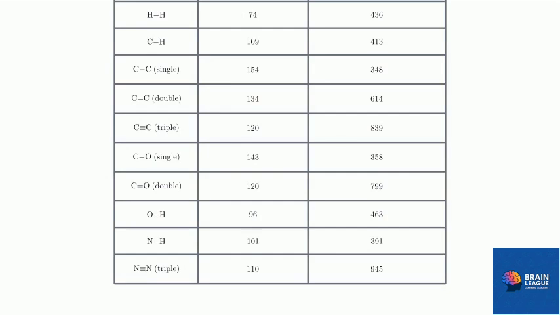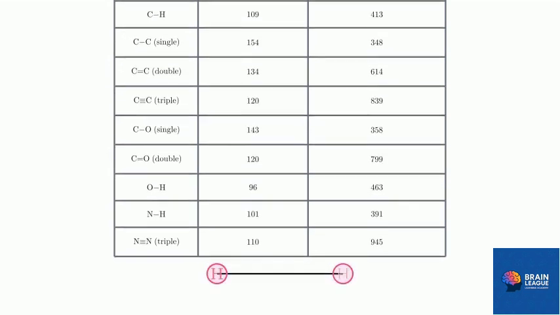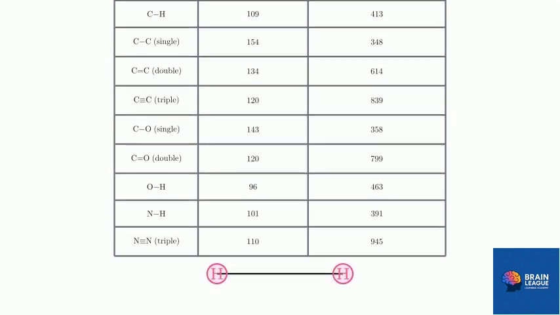First, bond length. This is the distance between the nuclei of the two bonded atoms. It is often measured in picometers, where 1 angstrom equals 100 picometers. For example, the hydrogen-hydrogen bond length is about 74 picometers. Shorter arrows mean shorter bonds.